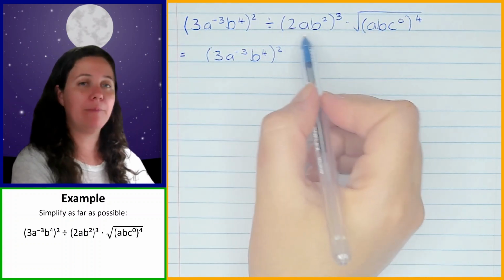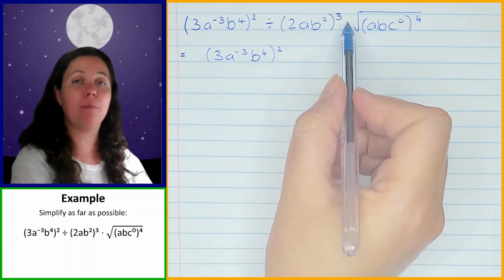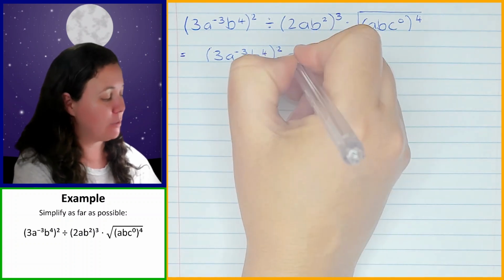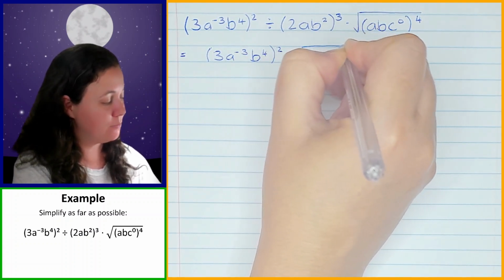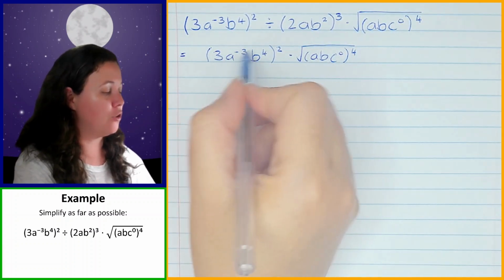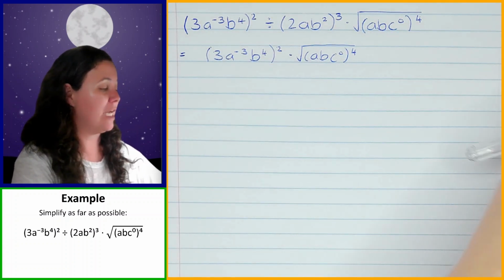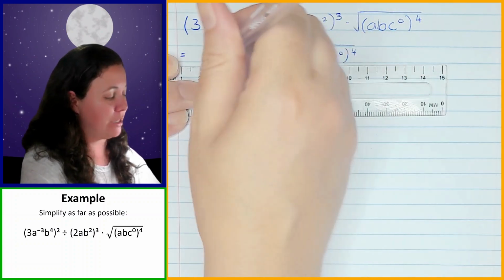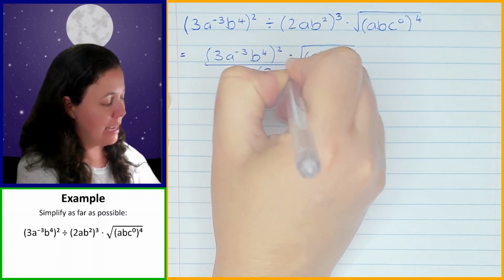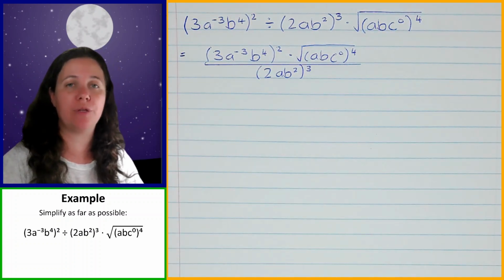Then this over here, because it is after a divide sign, is going to go at the bottom of my fraction. Then this is a multiplication sign again, so this is going to be at the top of my fraction with the first set of brackets. So I'm going to have over here times my square root (abc^0) in brackets to the power of 4. Those are at the top because I'm not dividing by them. Anything that I'm dividing by needs to go to the bottom of my fraction. So at the bottom I'm going to have the other set of brackets, (2ab^2) cubed. I've written it as a fraction because it's going to be easier to work with.